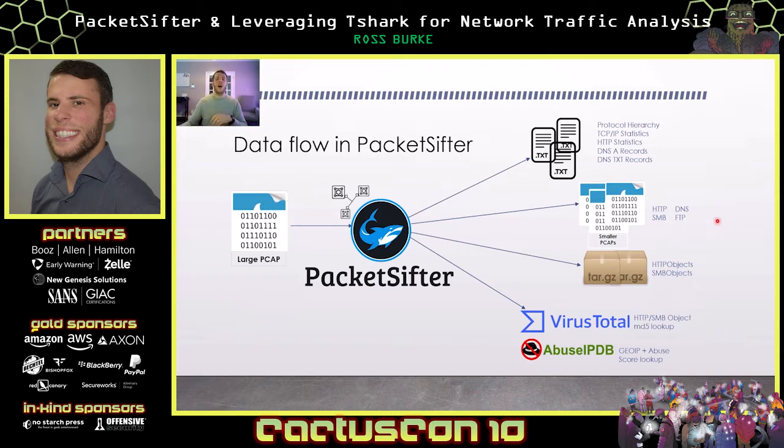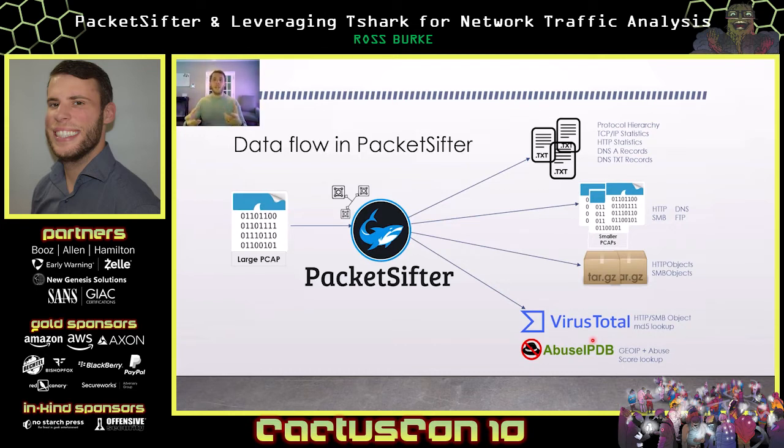And lastly, it has capabilities with VirusTotal and AbuseIPDB. What I'll show you in the demo is you feed it your API keys for VirusTotal and AbuseIPDB. Once it gets those API keys, it'll take the output from the HTTP and SMB objects, and it'll do an MD5 lookup on all the objects and compare it with the VirusTotal results. It'll create a new text file for you and show you the results of those findings. So it'll say, this object was found to be malicious. This object was found to be benign.